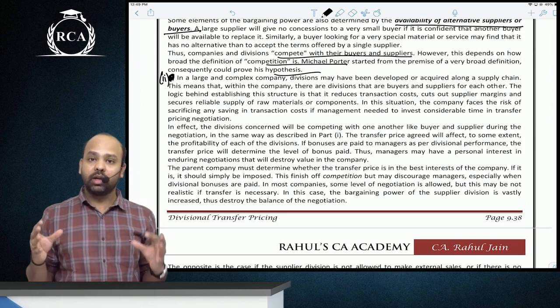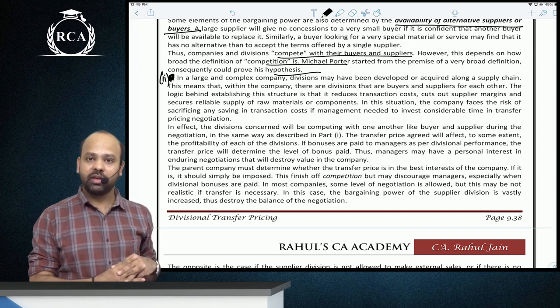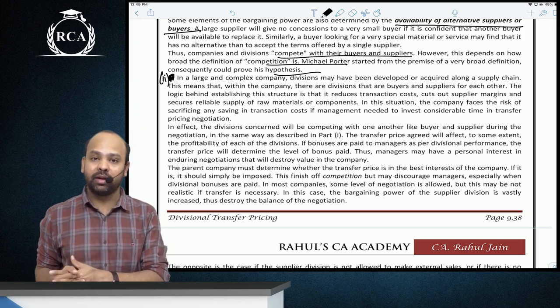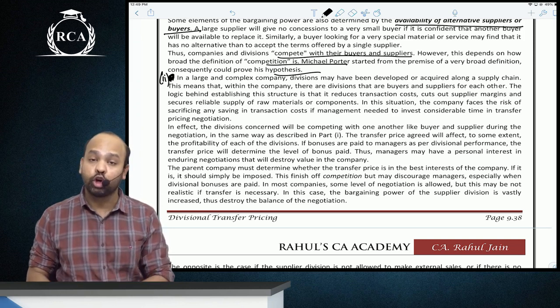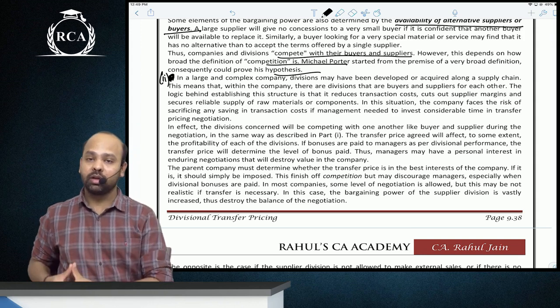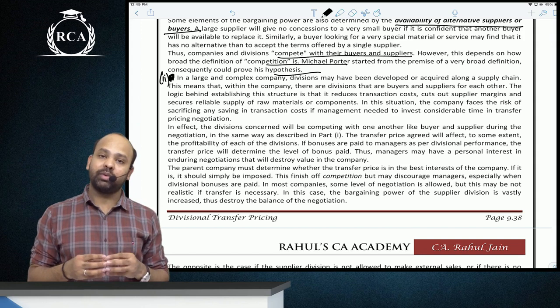When you talk about a very large complex organization, there will be a lot of vertical and horizontal integration leading to interdependence between divisions. One division would be procuring components from the other division. There will be services rendered by one division to the other division. What is an appropriate transfer price?